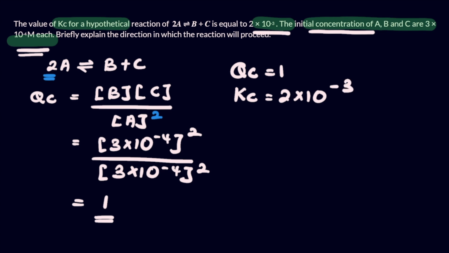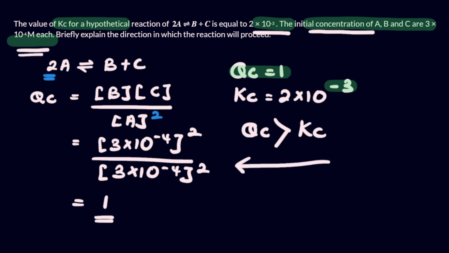So in saying that, your Qc is actually way bigger than your Kc, because your Kc here is 10 to the negative 3, and your Qc is 1. So 1 is bigger than 0.002. So it means that when your Qc is bigger than your Kc, the reaction shall move to the left until equilibrium is reached. So it means that it will produce more reactant as compared to the product. So this is the final answer for your 6th question.